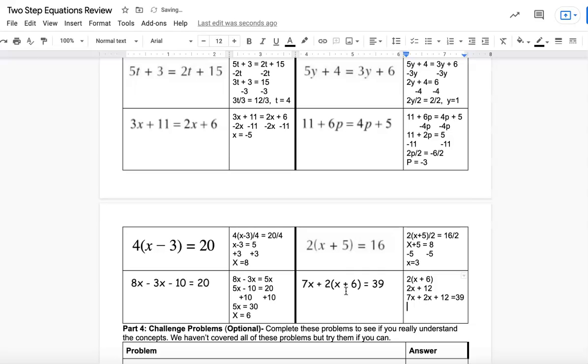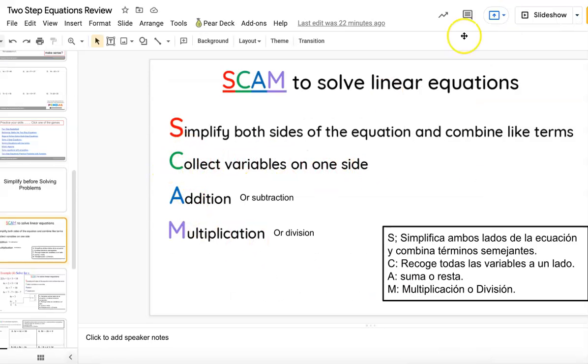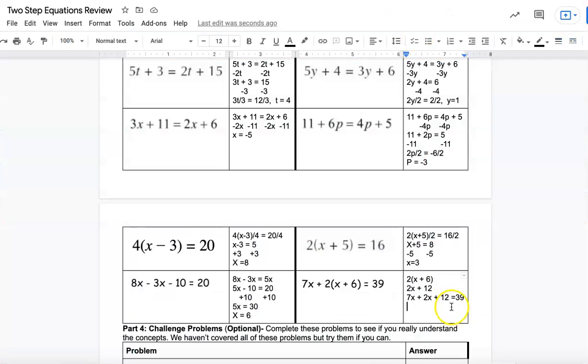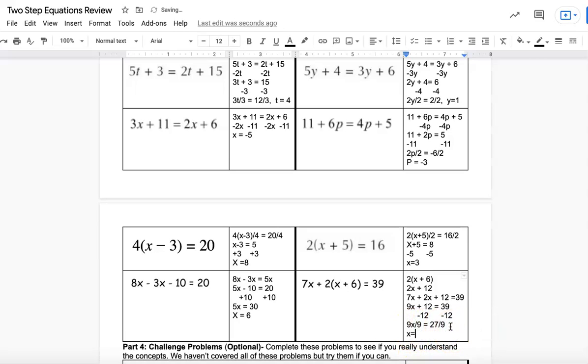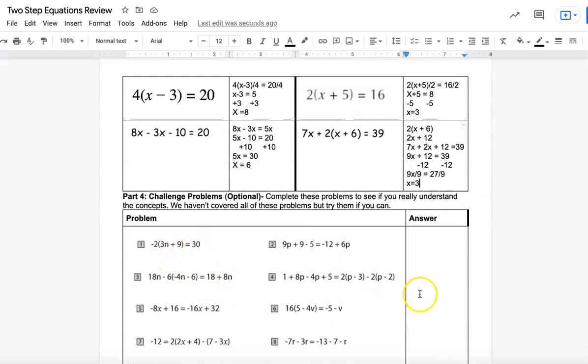Now I'm going to combine 7x plus 2x because after simplifying, now I combine like terms, right? Collect the variables, combine like terms. So 7x plus 2x is 9x. And then I leave plus 12 equals 39. Now, I know this seems like a lot of steps. Subtract 12, subtract 12. This is 9x equals 27. Divide both sides by 9. You get x equals 3. So that is how you do these more complicated problems. And I would maybe suggest trying some of these challenging ones to see if you understand.